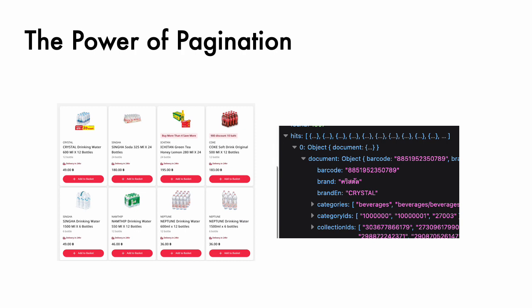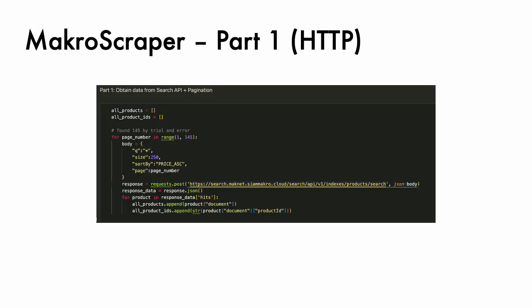To perform pagination, I had to guess the total number of pages, as this was not provided. Then, I would have to make a request to get the data for each page. To give you a glimpse of what that would look like, on the left is what a page looks like to the end user, and on the right is what the API returns. I set off to make my Makro scraper for scraping data.